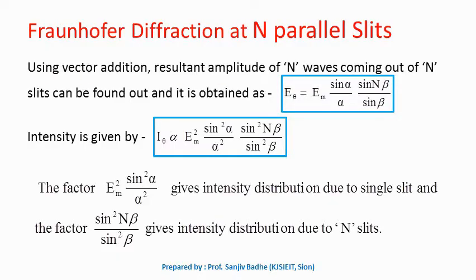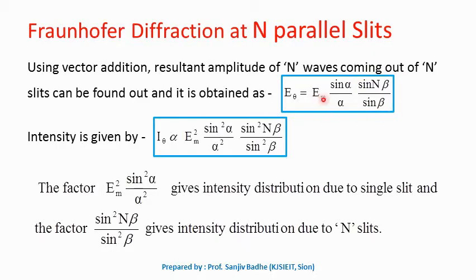Using vector addition, we can find the resultant amplitude of n number of waves coming out of n number of slits, and it is obtained as E theta equal to Em sin alpha upon alpha times sin n beta upon sin beta. Here you can see again two factors. Em sin alpha upon alpha represents the effect of a single slit, and sin n beta upon sin beta represents the combined effect of n number of slits.